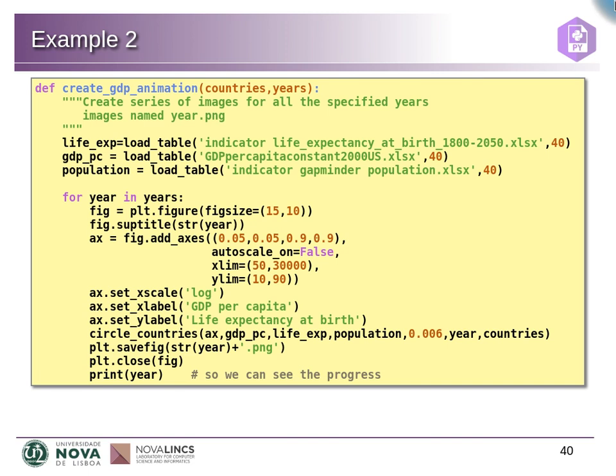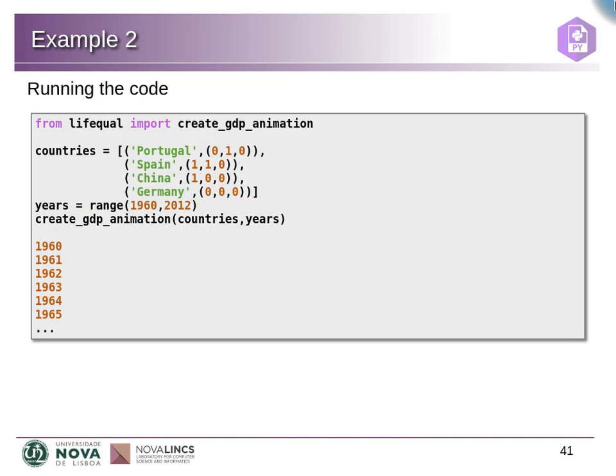And we can also add this print so we can see the progress, because this takes about half a second for each image. If you want to do 100, you can see the print appearing there. And then when you run it, the print will show you what figures it's creating.